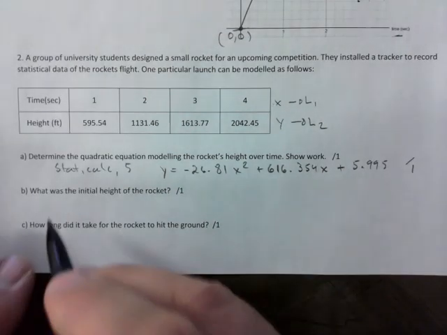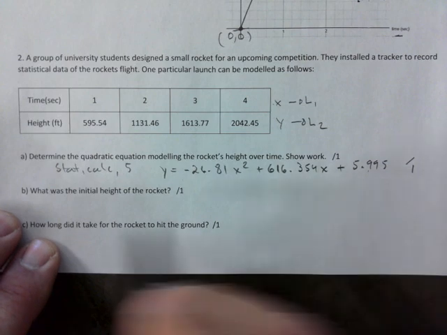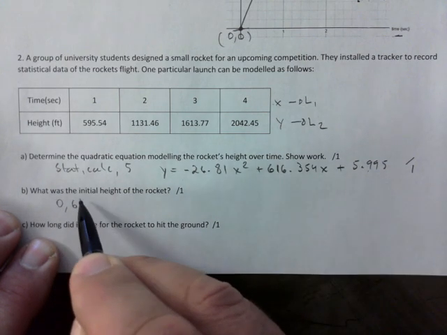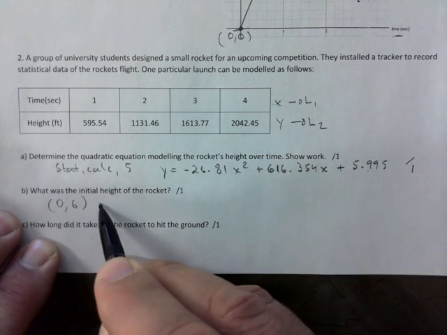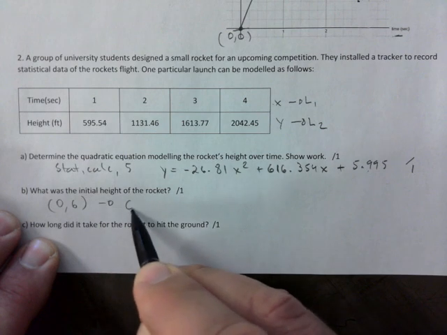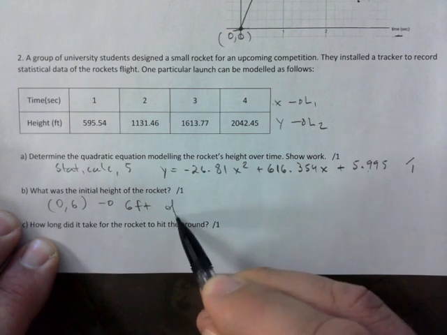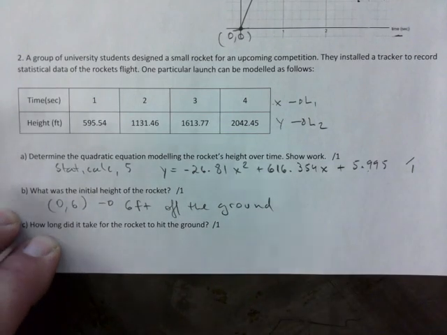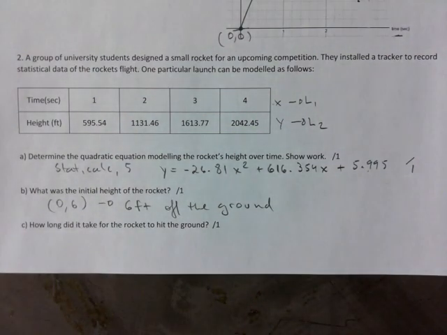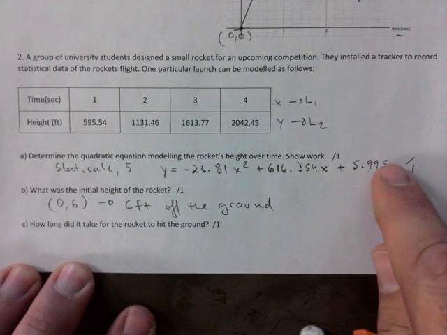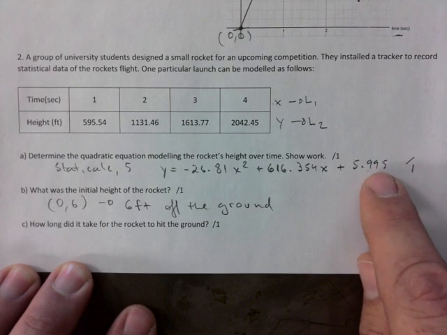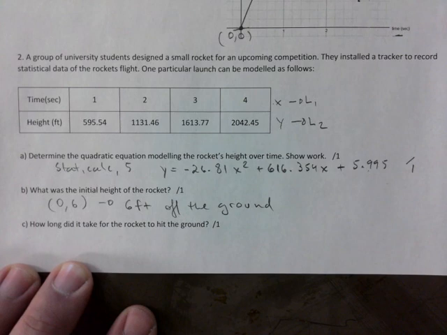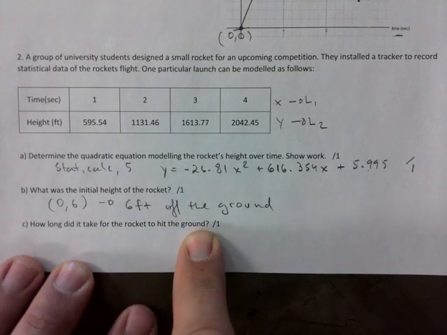Really, you just had to type it in and go. Initial height of the rocket, depending on your answer here, right? It would be 0.6. So you would have to say 6 feet off the ground, or just 6 feet above ground. Hey, if you said 6 feet, I'm fine with that too. Okay. Or 5.995 if you want to use this value, that's fine as well. Okay. Either one is fine.